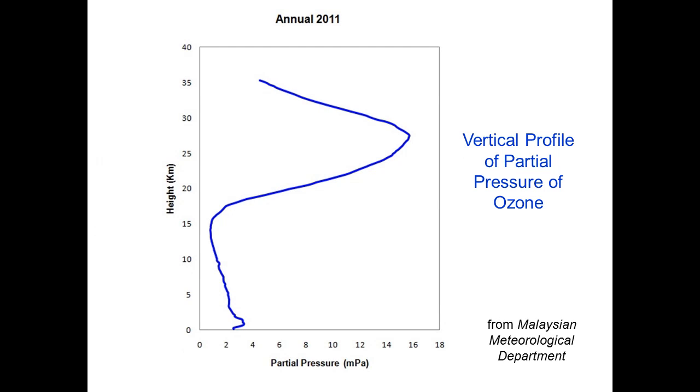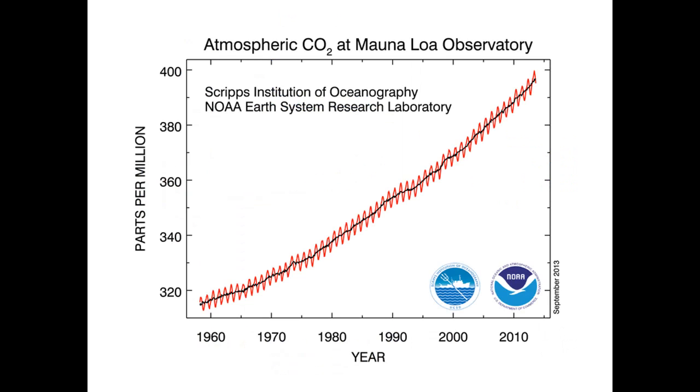Another gas whose variation with altitude is important is ozone. Here we see that ozone decreases with height in the troposphere, but begins to increase in the stratosphere, reaching a peak between 25 and 30 kilometers, and then declining above that altitude. Later we'll see that ozone absorbs much of the ultraviolet part of the solar spectrum, and that heats the upper stratosphere, which is in fact why the temperature actually increases with altitude in the stratosphere.